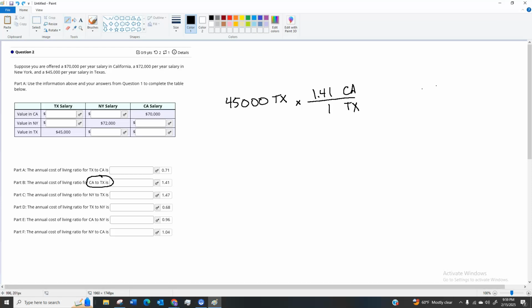And so then all we have to do after the Texases cancel out is to multiply 45,000 times the 1.41, which gets us 63,450.